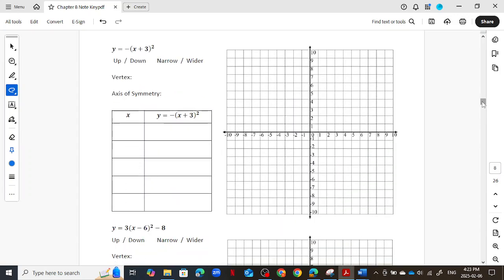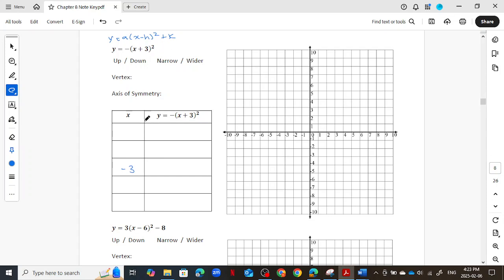Here's another one. So what do we need to graph? Well, we need a vertex. How do you find the vertex? Think about this being y equals a times (x minus h) all squared plus k. What is the h value? It's x plus 3, which means the h value is negative 3.